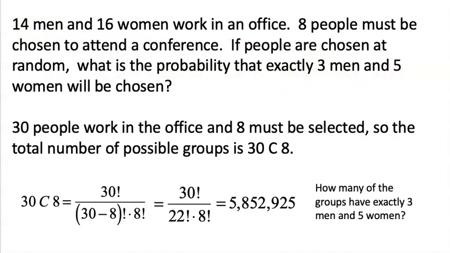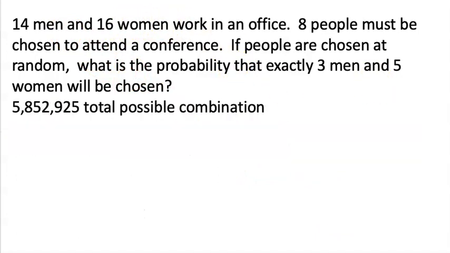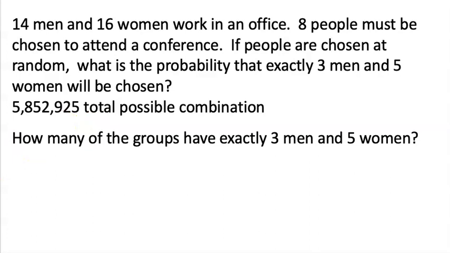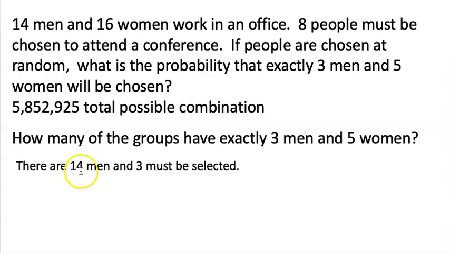So that's the question we have to ask next. How do we get that? How do we get exactly 3 men? Well, I have 14 men, we need 3. We have 16 women, we want 5. We know we have this almost 6 million total possible combinations. Again, exactly 3 men and exactly 5 women. 14 men, 3 must be selected. So I have 14 men to choose from, 3 must be selected. So what will that be? There'll be 14 choose 3.